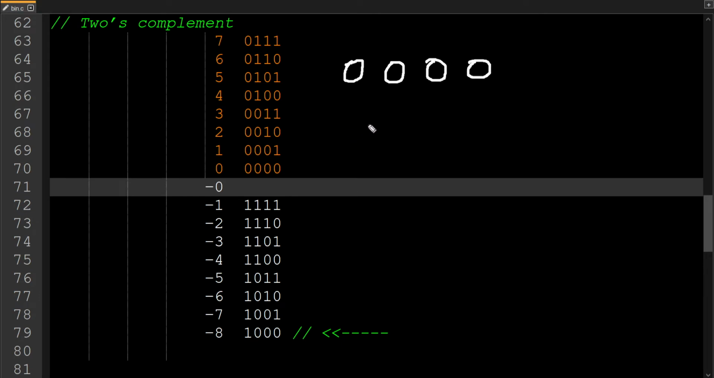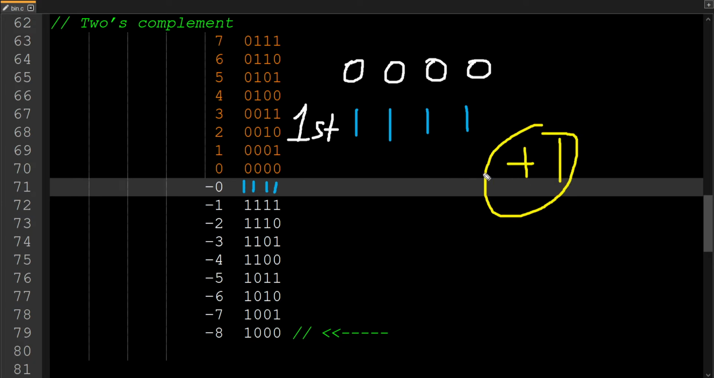If we invert it, so make the one's complement, the first complement, it becomes 1 1 1 1. So it's kind of 1 1 1 1, and people thought it's quite stupid that we have 2 zeros. We want to have one 0, so it will be the proper way. So they thought, what if we just add 1 to this number?